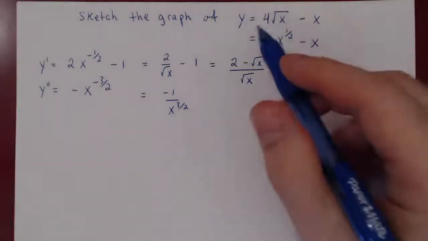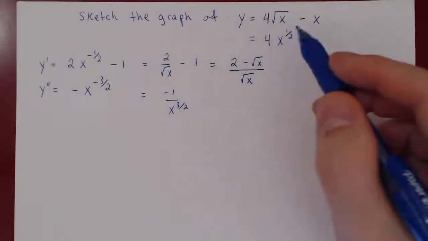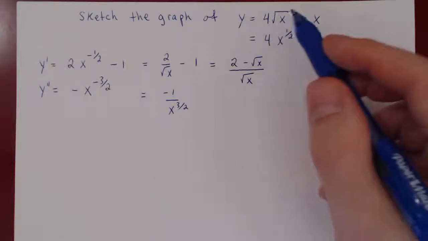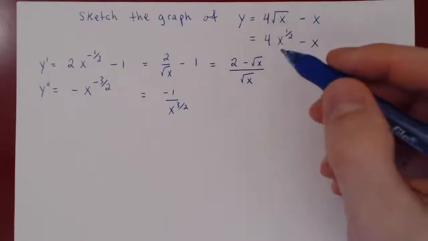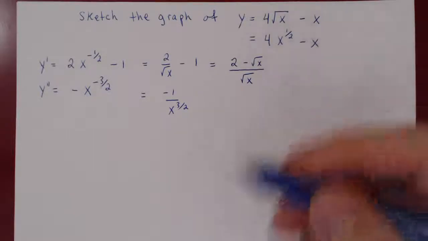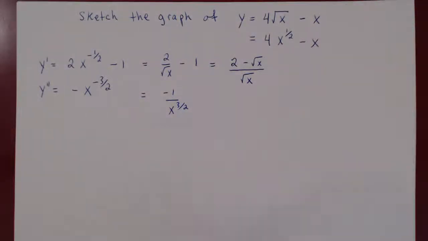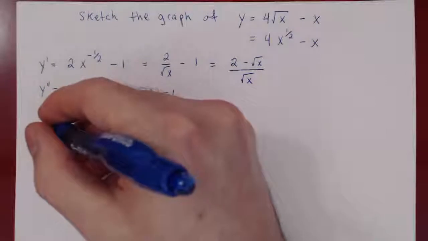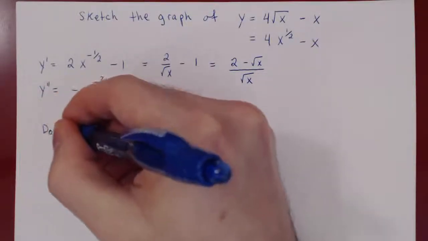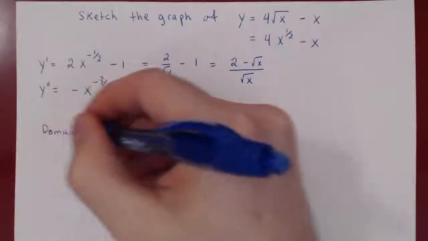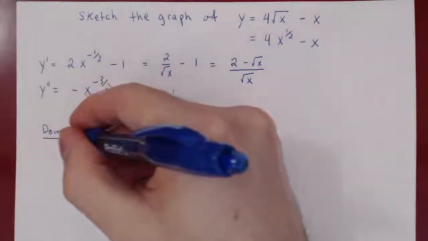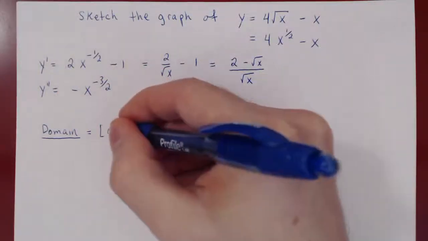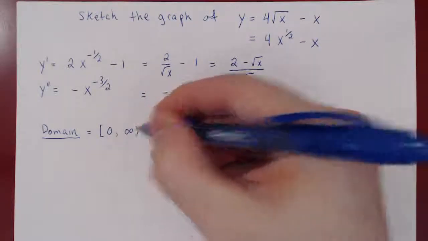One thing to notice is y is not defined on the entire real line. Because of the square root of x function, we can only take the square root of non-negative numbers as we stay within the realm of real numbers. So the domain of our function is the non-negative real line. So it goes from 0 to positive infinity.